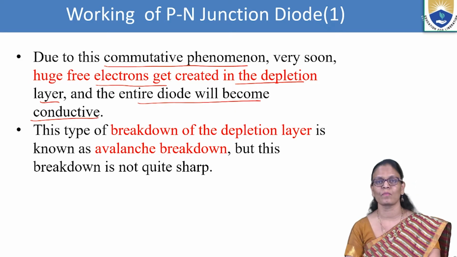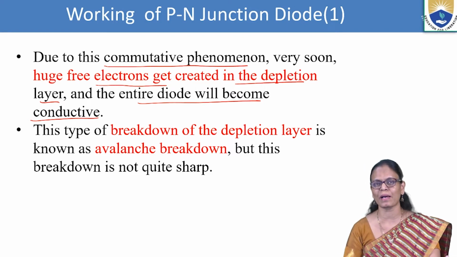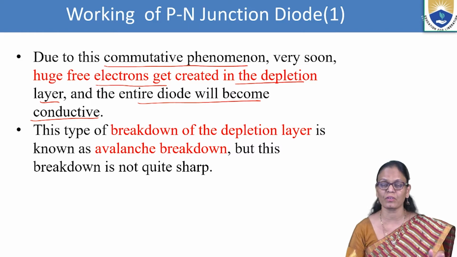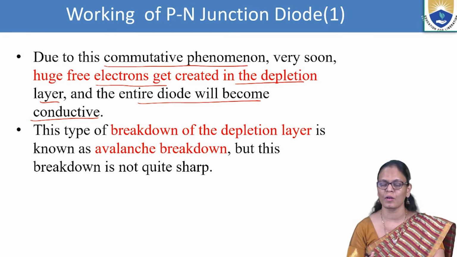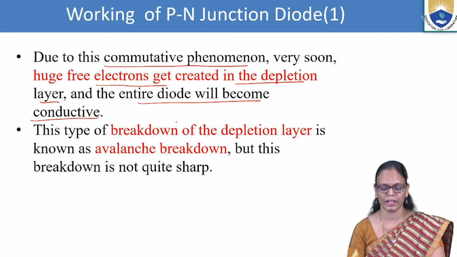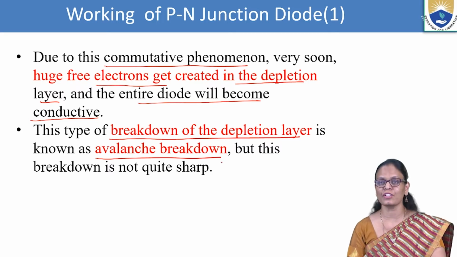So what was our aim in applying the bias? Either forward or reverse bias is to reduce the width of the depletion layer, or to remove the depletion layer, so that there will be movement of charge carriers across the junction, and because of this movement we have the current. Now because there are more and more free electrons in the depletion region, the depletion layer is breaking down and the diode becomes conductive. And this type of breakdown is known as avalanche breakdown. Because the number of electrons produced is exponentially high, we call it avalanche breakdown.